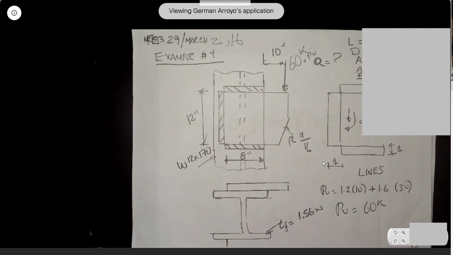And the thickness of this plate is 9/16. This is a W12x170, and the thickness of the flange is 1.56. We need to know the thickness of this plate or bracket, and the thickness of the flange. And these are the length of the weld, just the length of the weld right now. We need to know these thicknesses because we need to do the shear yielding and shear rupture. As you know, we need to compare that with the capacity of the weld per inch.